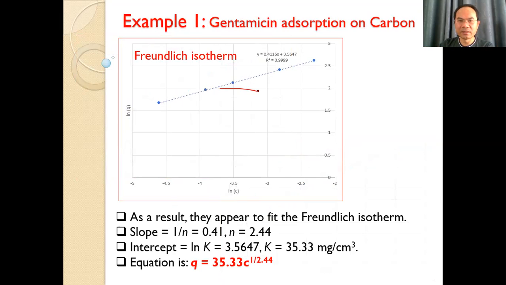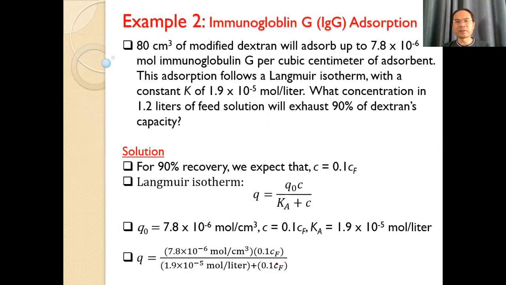And then you can calculate the slope. The slope is 0.4116. And then you can calculate n equal to 2.44. That's right, n is greater than 1. That means your adsorption can occur easily. And the intercept is 3.56, that's log K. And then you can estimate K is 35.3. And then you can express Q as Q equals K C to the power 1 over n. Okay, this is for the first example.